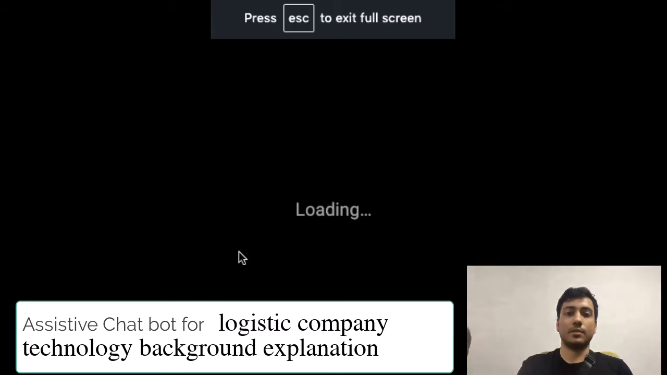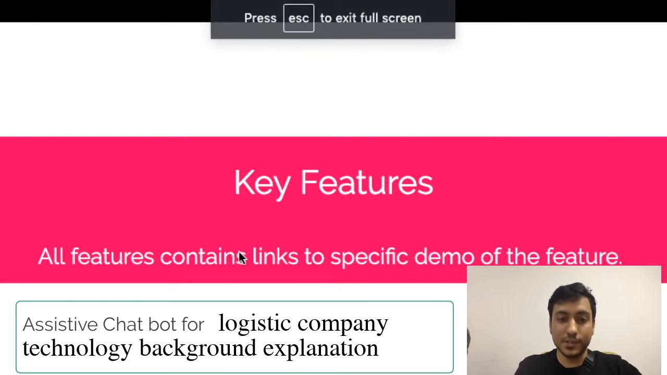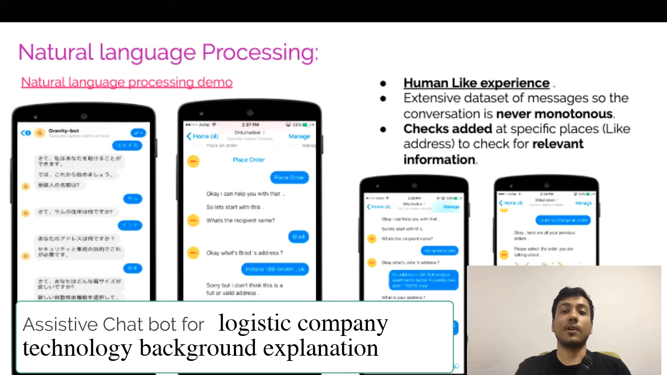Present. Yes. So now, understanding the key features of this chatbot. The first one is natural language processing. Why do we need natural language processing in a chatbot? Because people can't talk to a machine like that. People like to talk to humans. People don't like talking to machines where there is always the same conversation. It gets boring and monotonous. So that's why we invented this technology, natural language processing, which gives you a human-like experience when you are talking to a machine.